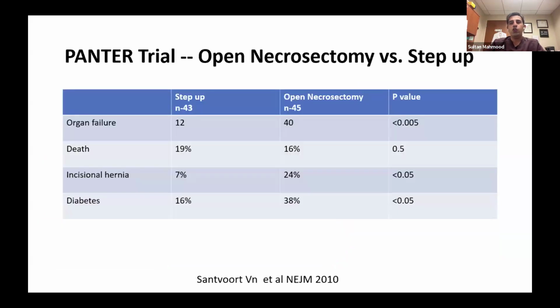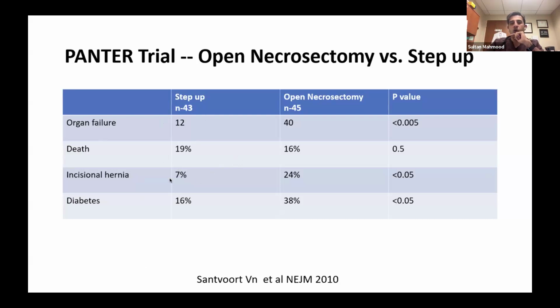As GIs, we unfortunately don't like to do any large studies, so most of the data is driven by smaller studies, which have given us a standard of care at this time. But we do have some studies. The PANTER trial compared the step-up approach, which is the use of percutaneous drains, versus open necrosectomy, and they found much better outcomes in terms of organ failure and complications with a step-up approach using interventional radiology rather than going directly to necrosectomy.